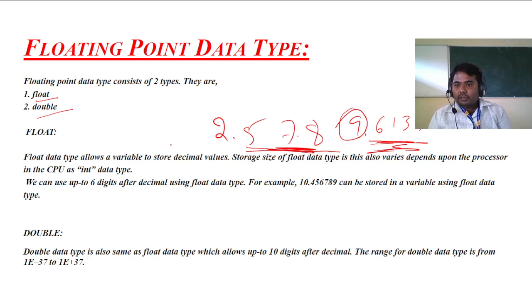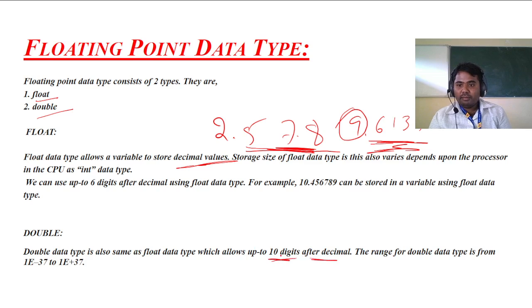So float allows variables to store decimal values, as I told. Even double will store the same thing. The major difference is that double data type allows up to 10 digits after the decimal point.